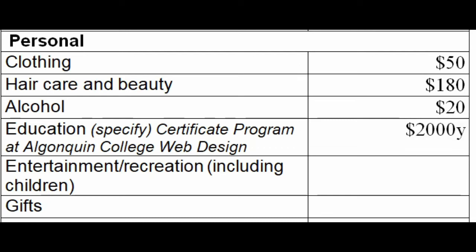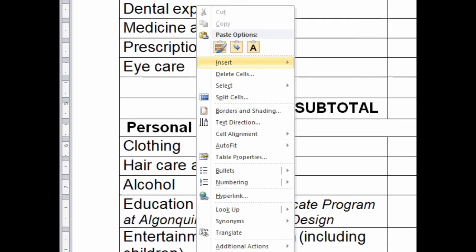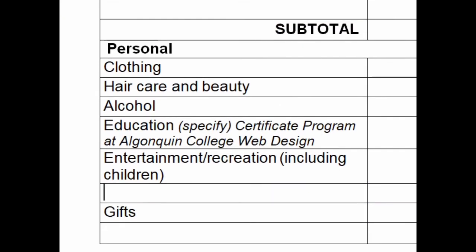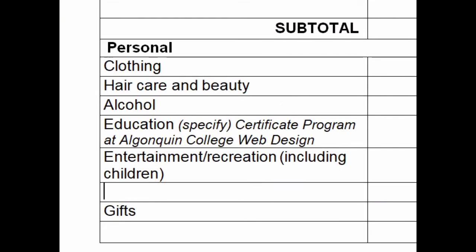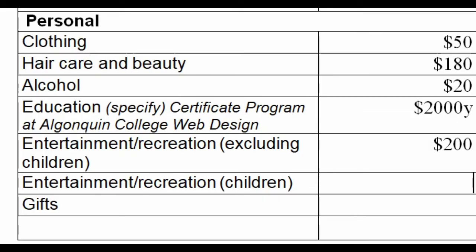Entertainment and recreation, including children. This one I find is sometimes easier to separate into two columns. Again, you'll be right-clicking on Insert, click Row below, and you can modify the form to fit your needs. So you're going to estimate a monthly amount. And then for the children, this is going to be exclusively their part. We'll add in $50. Gifts is something that I think most people underestimate. You'll want to include all of the gifts for all special occasions, birthdays, holidays, Christmas, whatever you celebrate.